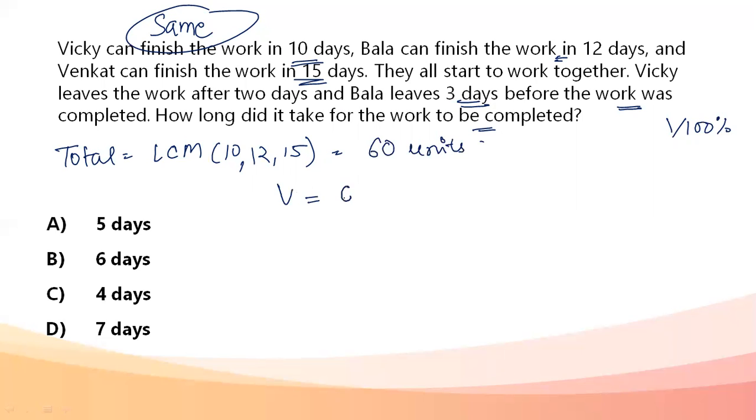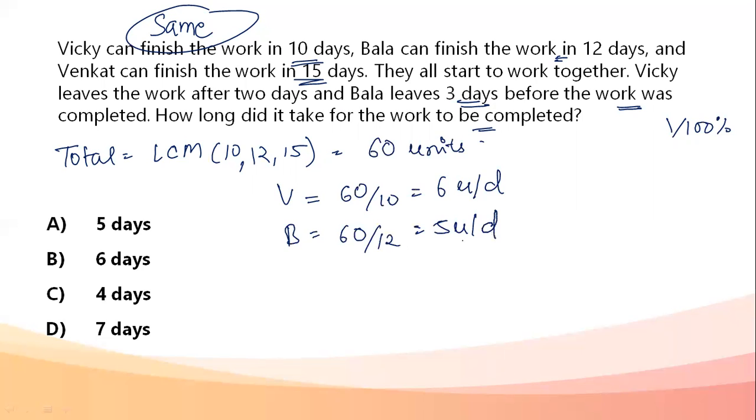Vicky's efficiency becomes 60 by 10, 6 units per day. Bala's efficiency becomes 60 by 12, that is 5 units per day. Venkat's efficiency becomes 60 by 15, that is 4 units per day. Until here, there is no difficulty. We have not yet started the question.